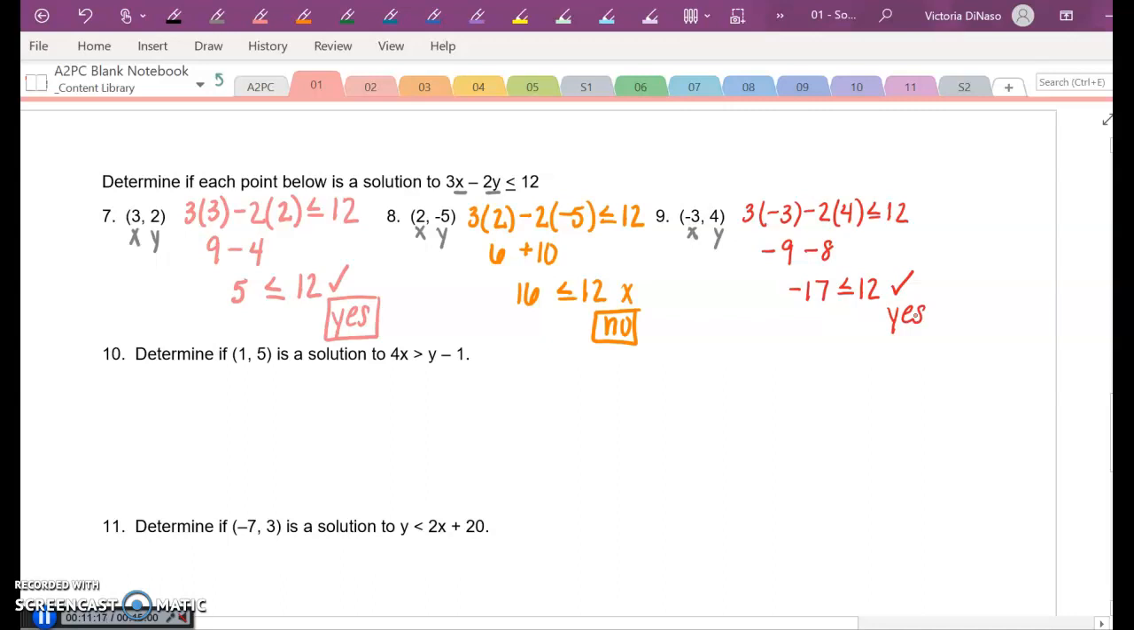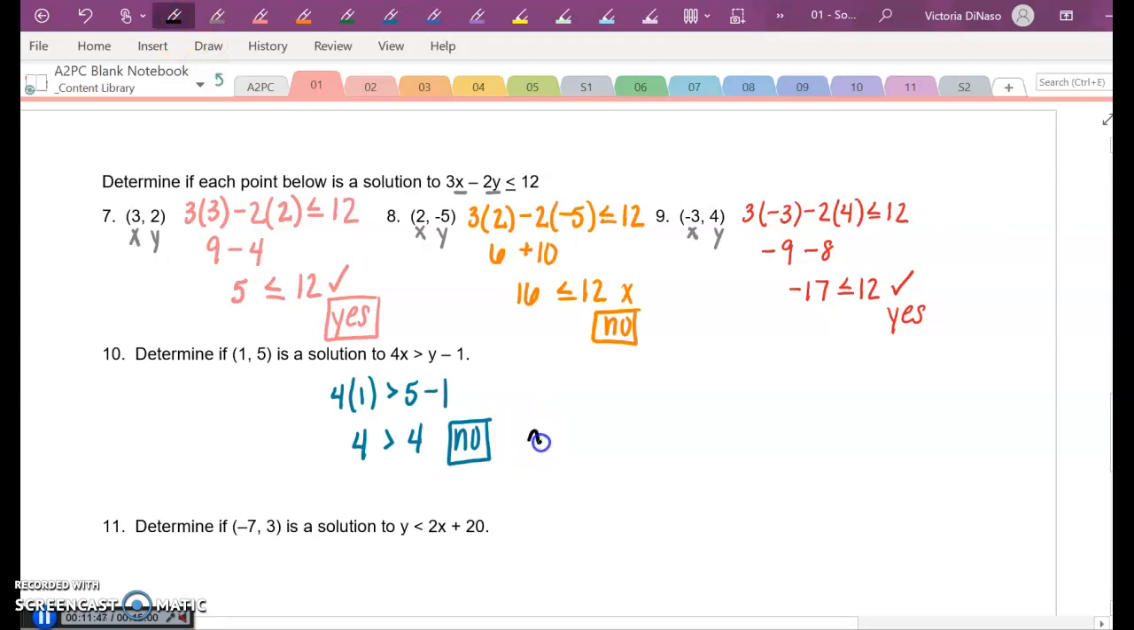For number 10, let's determine if this is a solution. So we're going to go ahead and input it into 4x is greater than y minus 1. So we're not solving for anything, we're just inputting my x and my y. So we have 4 times 1 is greater than 5 minus 1. So we have 4 is greater than 4. This is false. 4 is not greater than 4, so therefore this is not a solution.